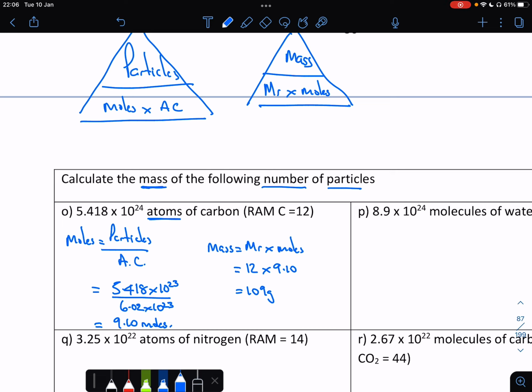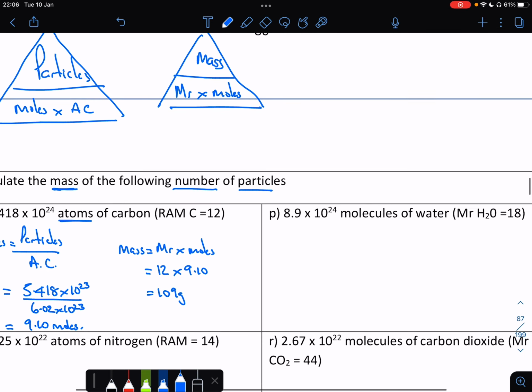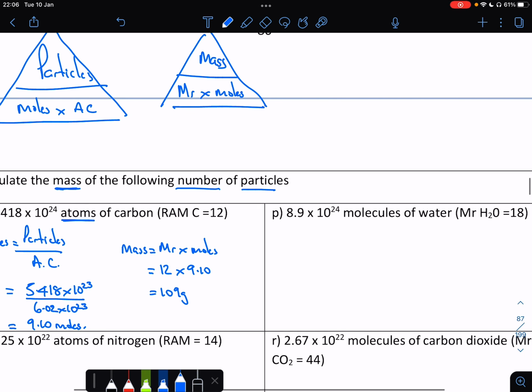So there's two steps to that particular type of question. We'll just do one more just to make sure you are happy. So we'll have a look at this question here. The reason I'm doing this one is because here we're talking about molecules, which are still particles, and we do the same approach, but we use the Mr, as you can see, for the compound, the molecule, to do this.